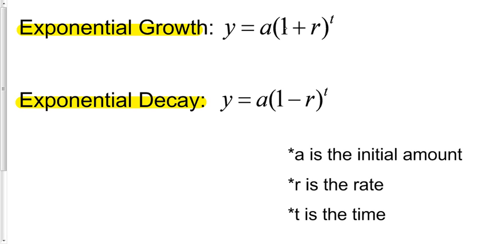So in this formula here, a represents the initial amount, r is the rate. A lot of times they give you the rate as a percent, but you need to change it into a decimal. And then t is the time, typically in years, but it really could be in weeks or whatever the time frame is. And then of course, y is the amount left. If it's decay, y should be smaller than what you started with. And if it's growth, y should be bigger than what you started with.